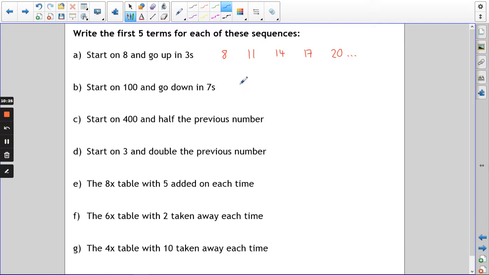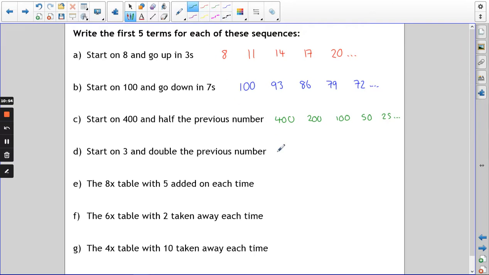Okay, starting on 100 then, so my first term's 100, go down in 7s, so we've got 93, 86, 79, and 72, dot dot dot. Start on 400 and half the previous number, so to get the next number I do half of 400, which is 200, half of 200, which is 100, half of 100 is 50, and half of 50 is 25.